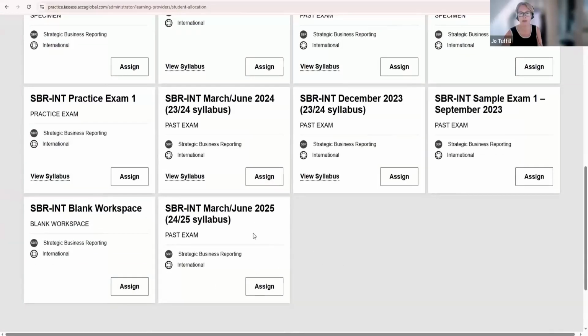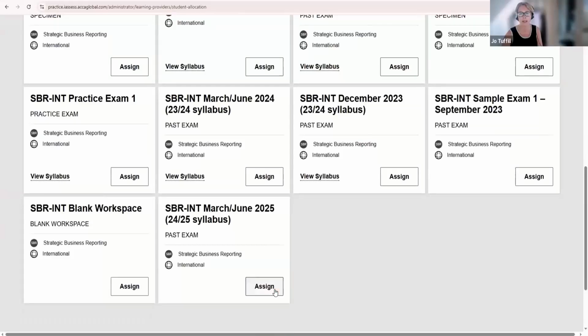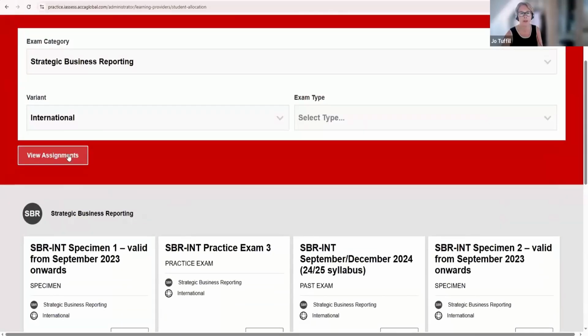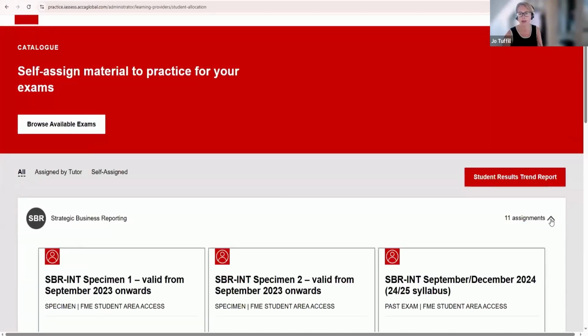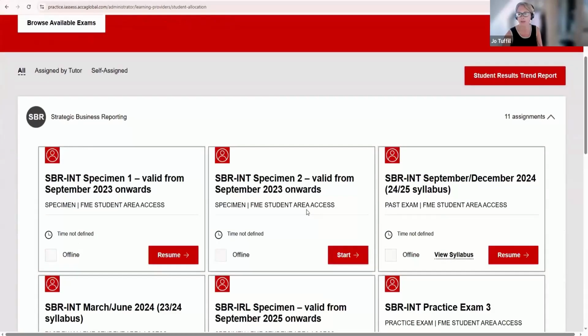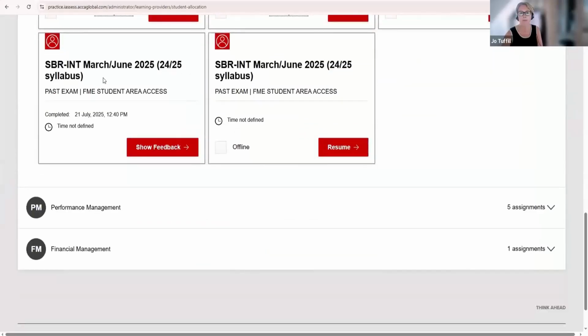So I've assigned myself March-June 2025. If I click on it, it says I've already assigned it. And then you go view assignments. Under strategic business reporting, we've got 11 assignments, which I've assigned myself, obviously, all the ones available for me. I am looking now at the March-June 2025, and I'm going to go through question 1.